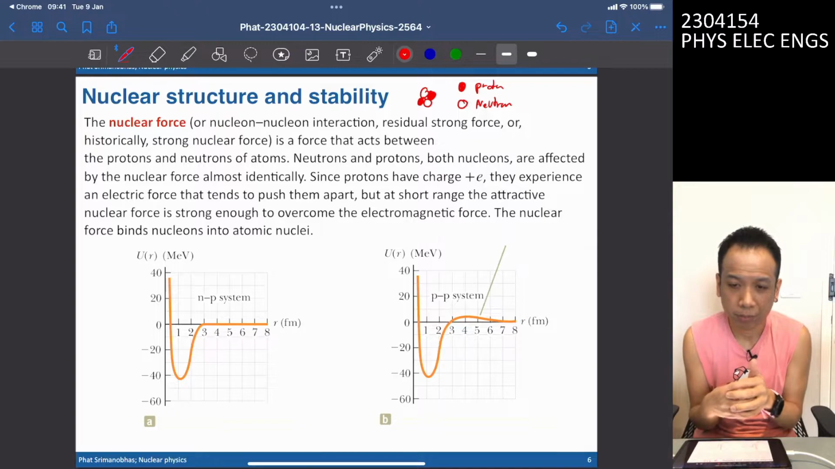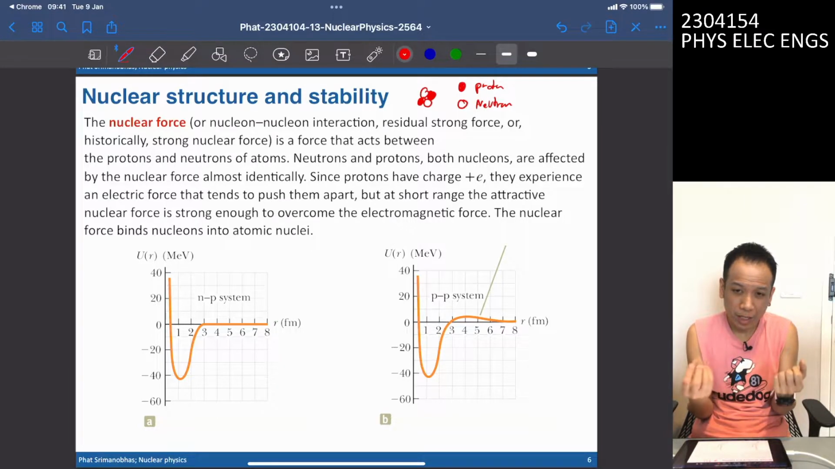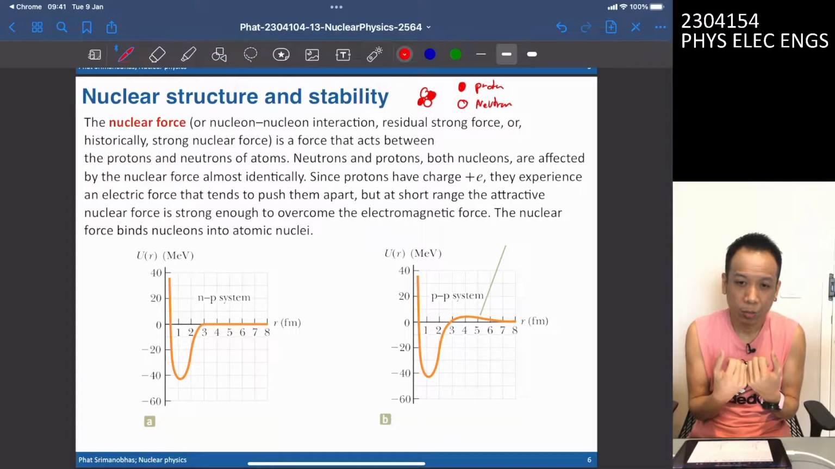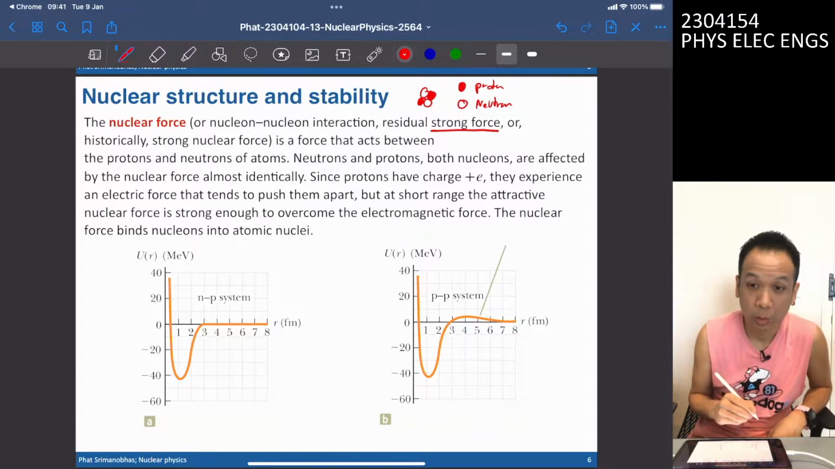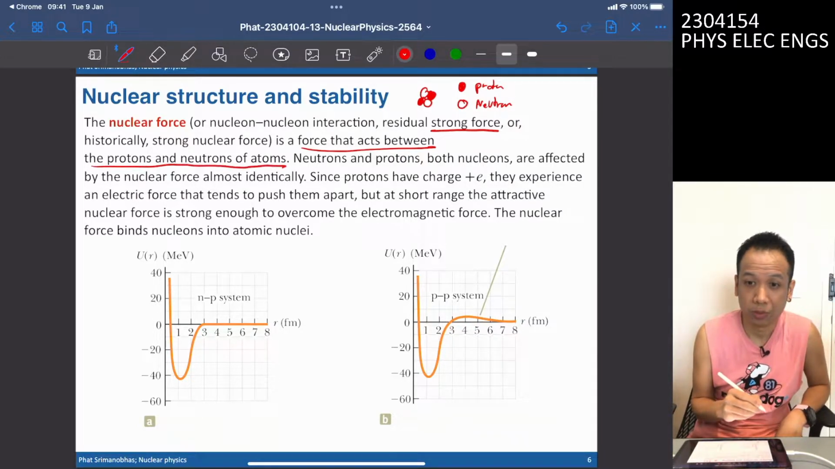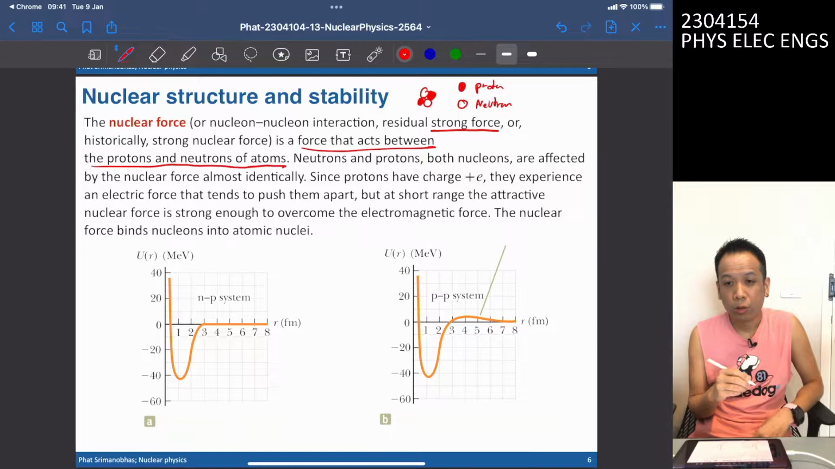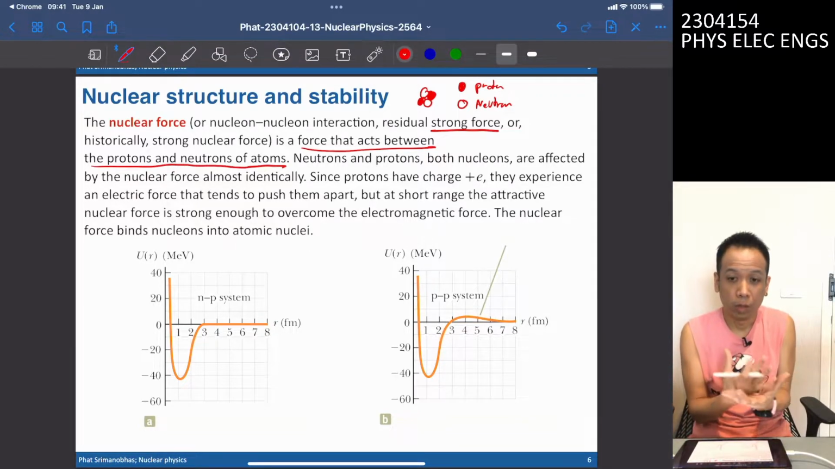However, the nucleus exists, and we know that the nucleus consists of protons. So how can the protons stick to each other, and how can neutrons and protons stick to each other? We need a new force. That new one is what we call the strong force, or the strong nuclear force. It's a force that acts between protons and neutrons of the atoms, and this force should override the Coulomb force.